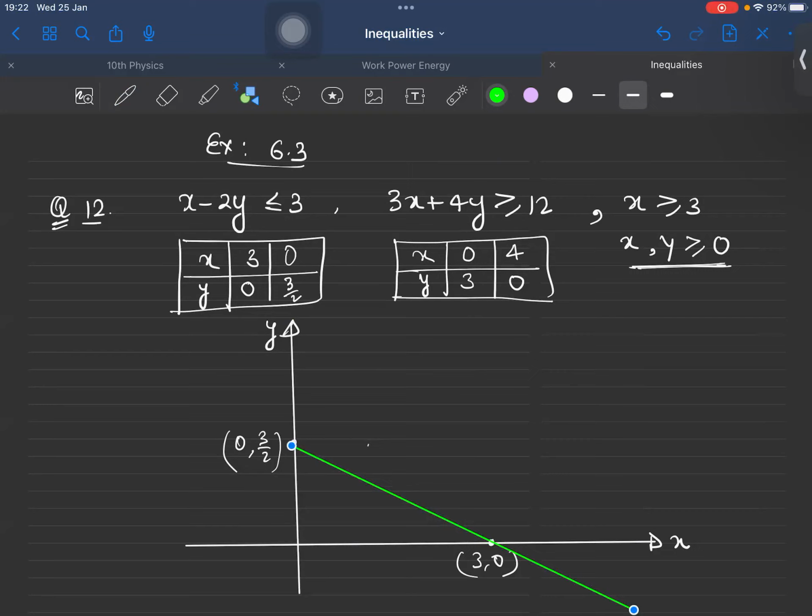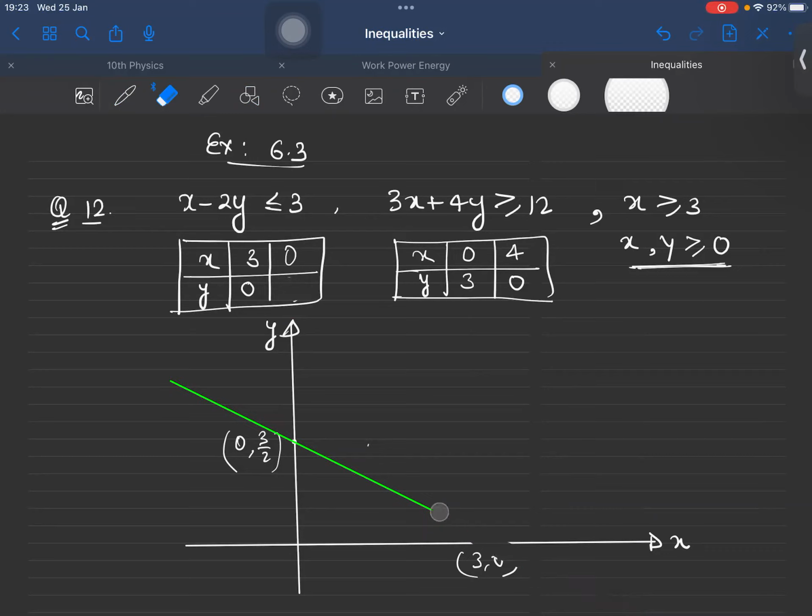Sir, that should be minus 3 by 2, right? Yes, correct. It is negative. Thanks. This should be negative, so this plot is incorrect. Yeah, thank you.